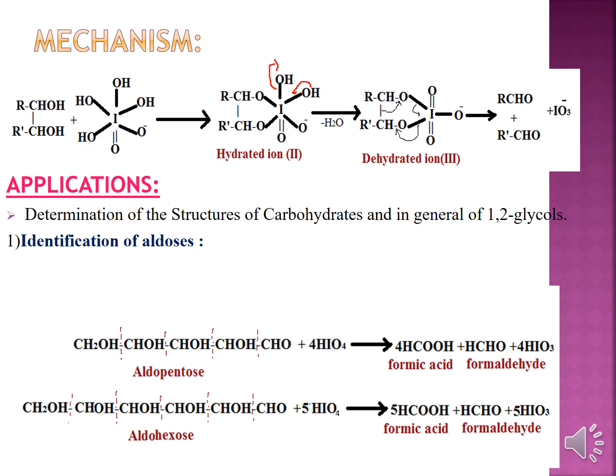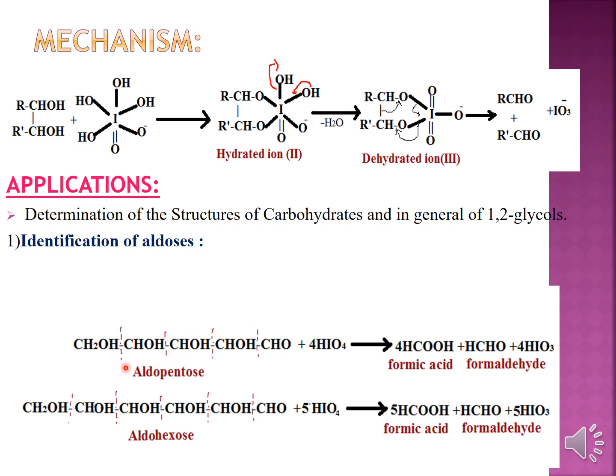Moving on to the application part. Here the applications are mostly in carbohydrate chemistry. There is the determination of the structures of carbohydrates, in general taking the 1,2 glycols. There is the identification of aldoses, either an aldopentose or an aldohexose, upon treatment with periodic acid.